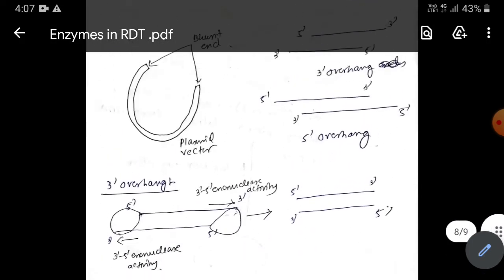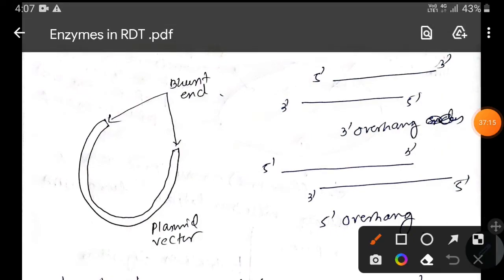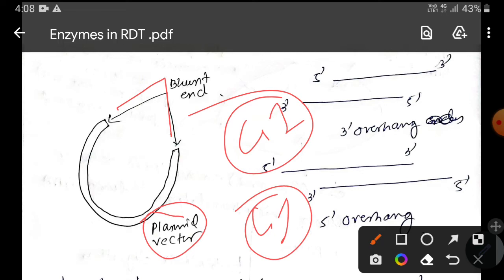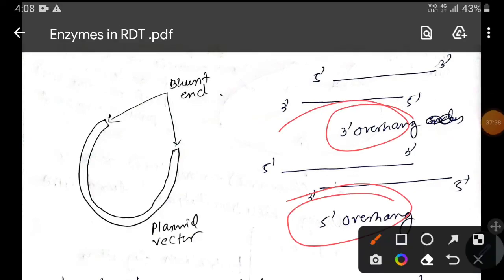Now come here. Suppose this is your gene of interest, okay. But unfortunately you have a plasmid vector that possesses blunt end. Okay, that means suppose you are a research scholar, your gene of interest has 3 prime overhang and 5 prime overhang, and unfortunately you don't have any enzyme that can generate a staggered end at the plasmid vector.